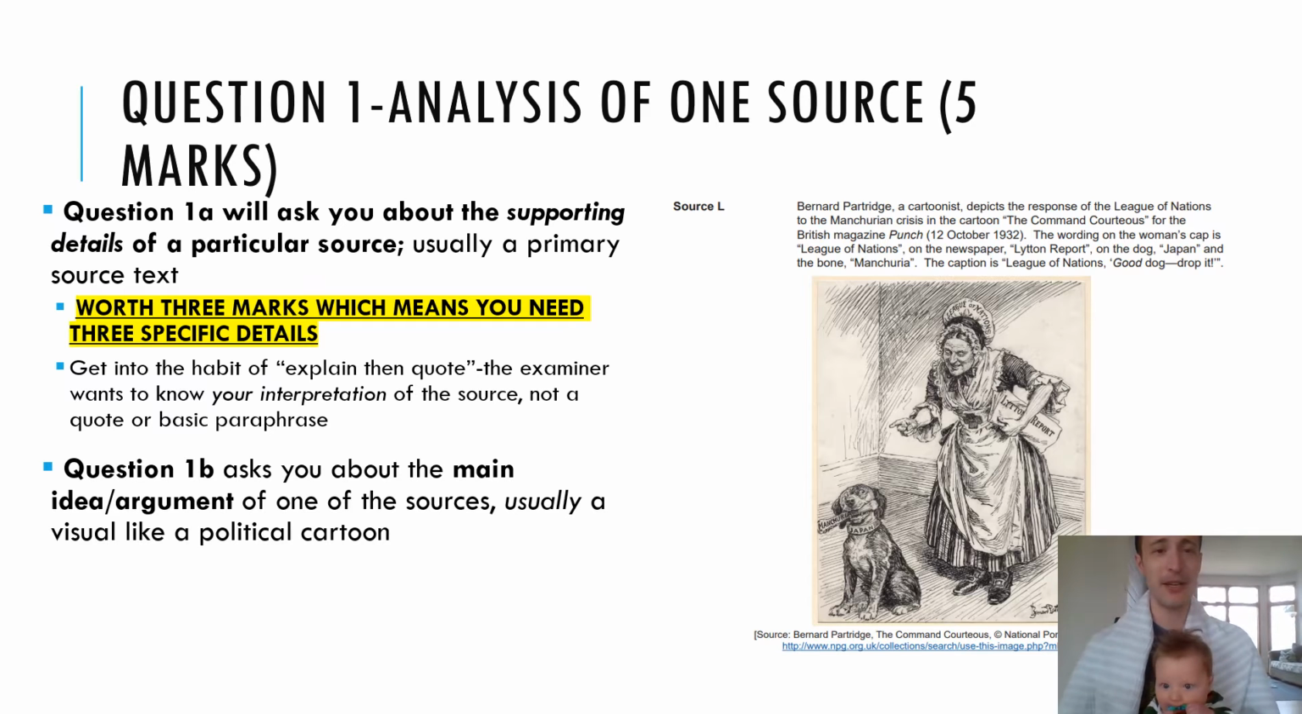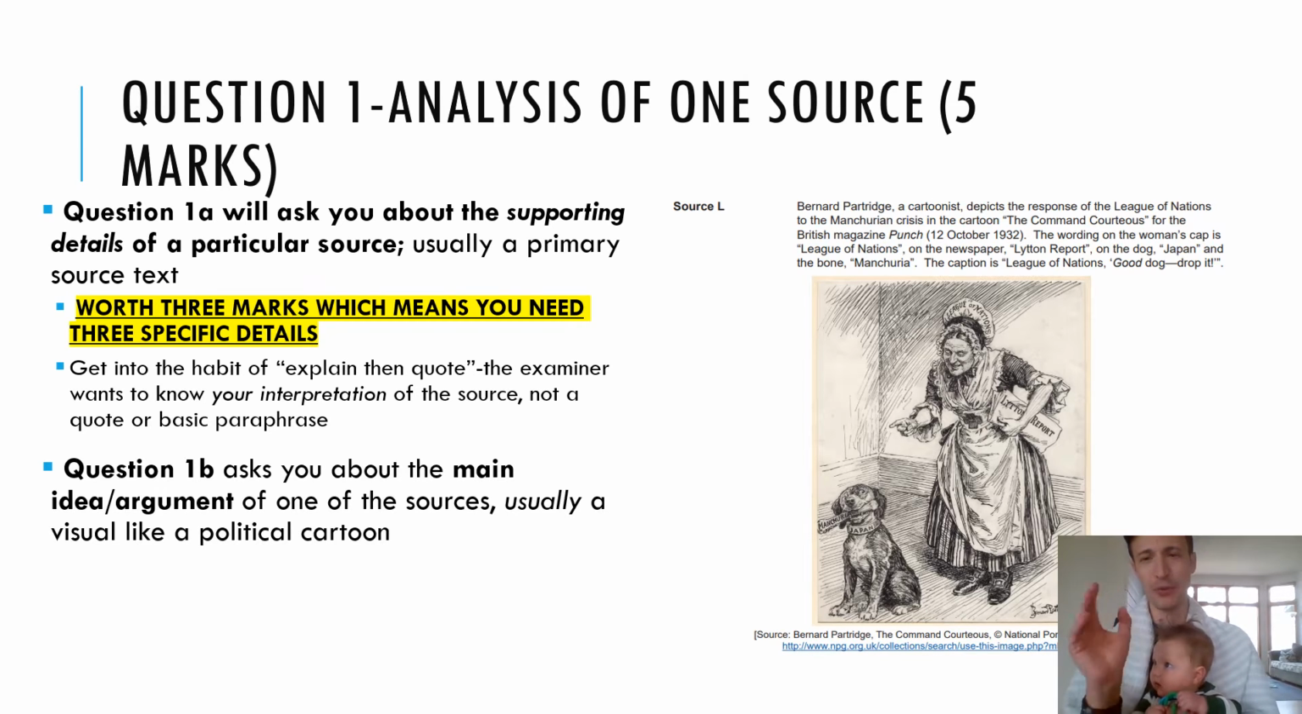Also, get into the habit of explain, then quote. The examiner wants to know your interpretation of the source, not a quote and not a basic paraphrase. So you're going to have to go a little bit beyond just what it says in the text, maybe include a little bit of information that you already know. Sometimes this is harder to do than others, and I think the examiners kind of understand if it's simple, it's simple. Just keep it that way.